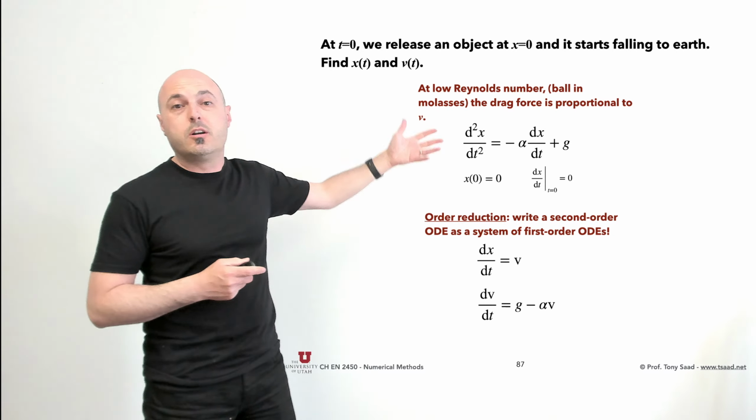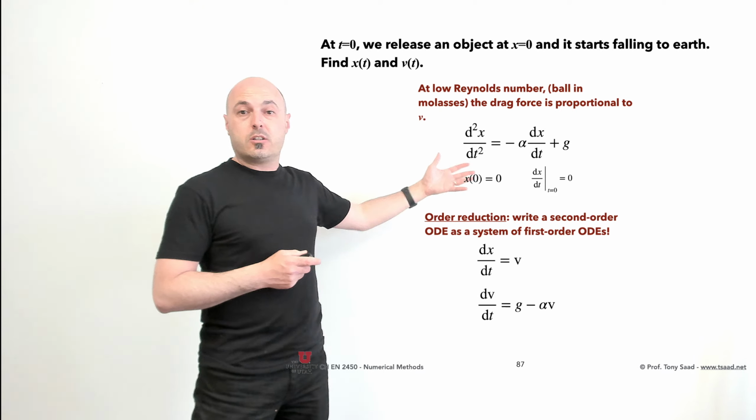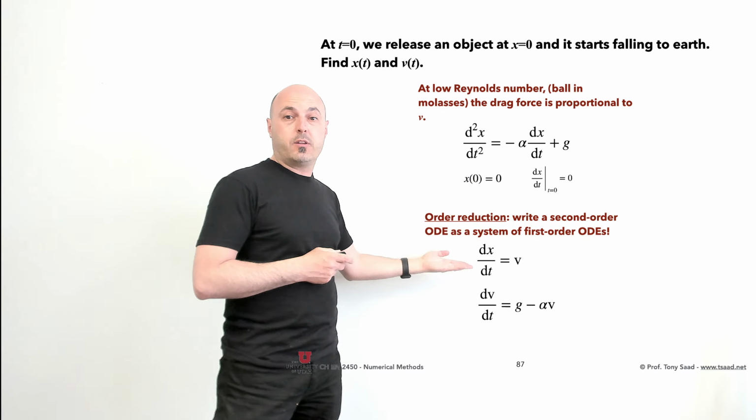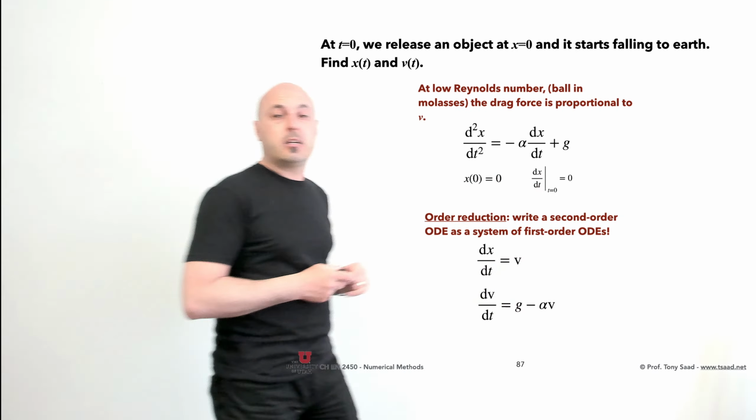If you had a third order, you're going to get three equations over here, obviously. And the initial conditions translate as you would. So x equals 0, that still applies for this ODE. And v at 0 equals 0 now applies to this second ODE.